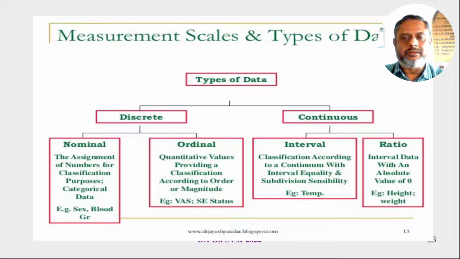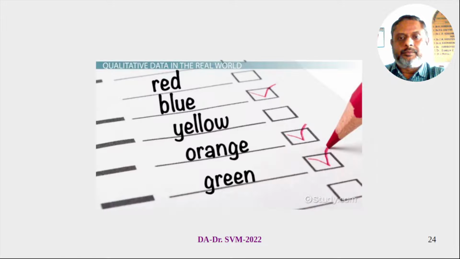So that's how we can talk about these types of measurements. Yeah, this is categorical. So the color is nominal data. So you can say whether it is red or blue or green or yellow and all that.